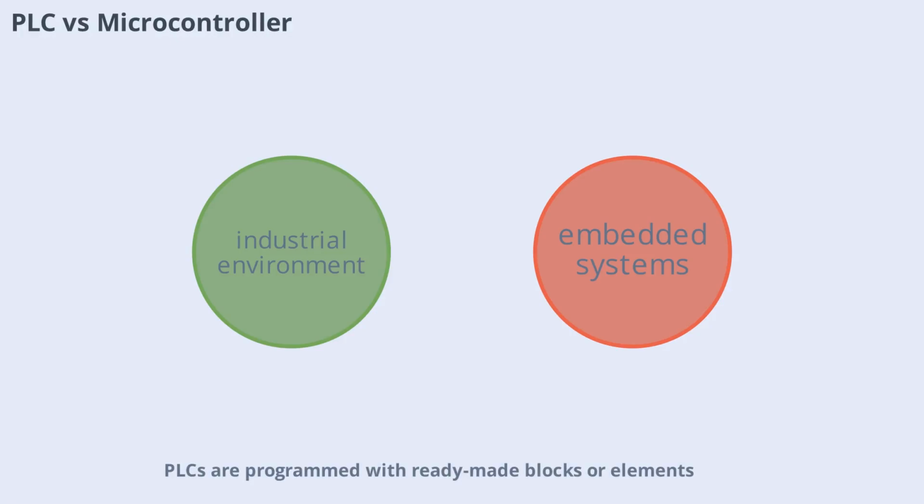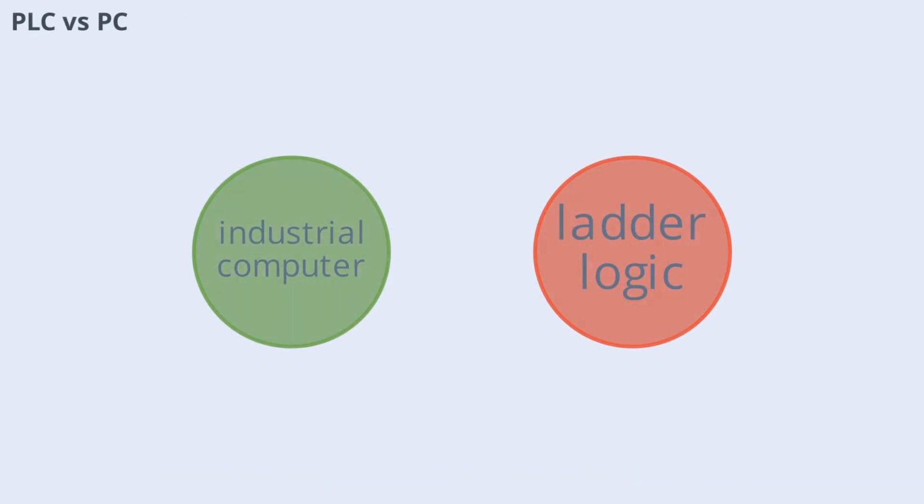PLCs are programmed with ready-made blocks or elements, making programming easier. Microcontrollers require coding and programming languages. PLCs are robust and designed for harsh conditions, whereas microcontrollers are smaller and used in specialized devices. While PLCs and PCs share similar architectures, PLCs are built for industrial environments with wide temperature and humidity ranges. PLCs are unaffected by electrical noise and are programmed in relay ladder logic or other easy-to-learn languages.